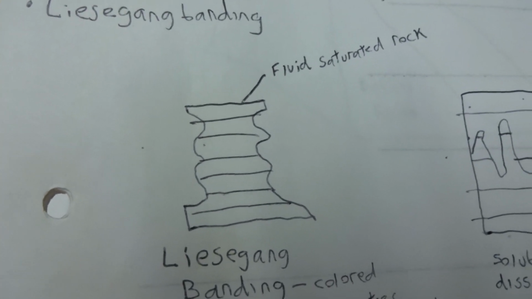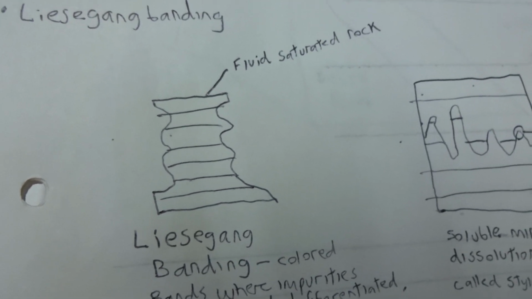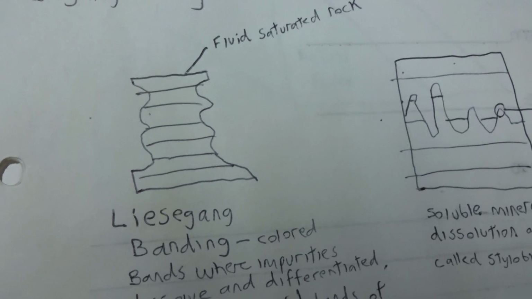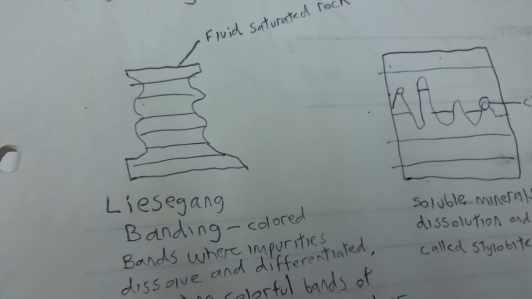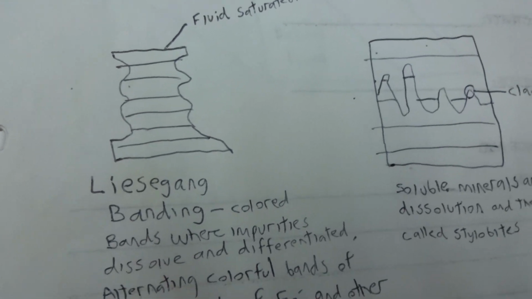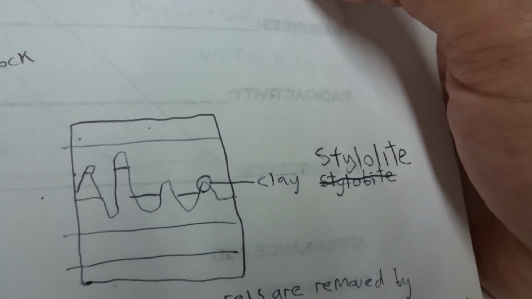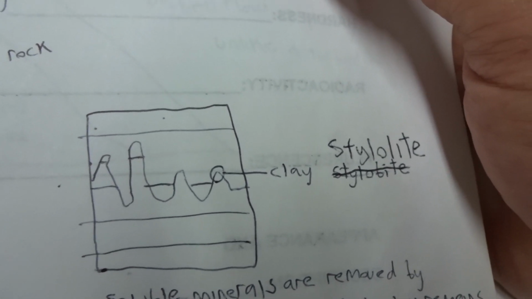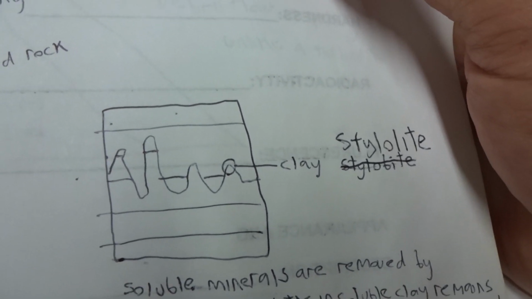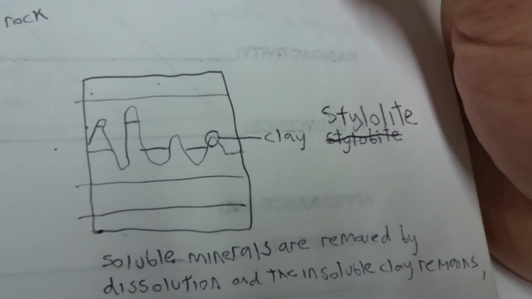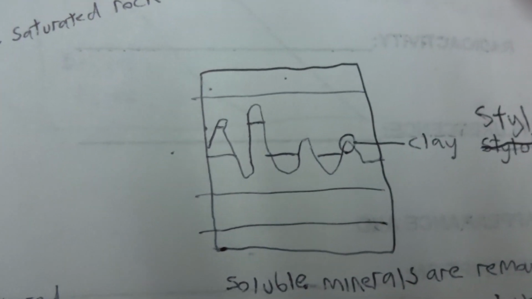Bands where impurities have dissolved, they're usually of different colors, and differentiated. Alternating colorful bands of redox reaction bands, such as iron and other elements, and they're not always parallel or related to bedding. We have soluble minerals that are removed by dissolution in the soluble clay minerals called stylolites. That's a stylolite.